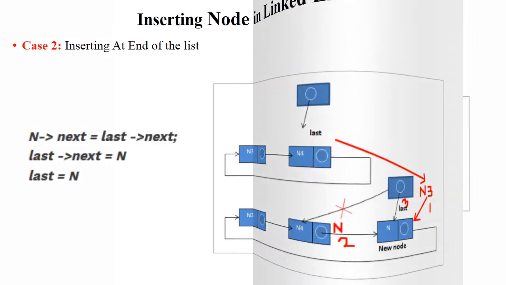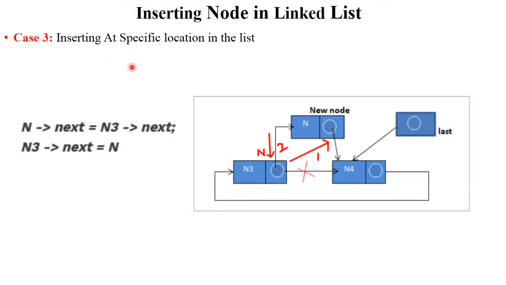Clear? Next. Now the third case is insertion at a specific location of the linked list. Simply, there are two nodes in the linked list like N3 and N4 and you have to put a new node in between them. Okay? That is N. How do we perform it? N3 of next. Which address is stored? N address. Because after N3 come N and N4. This is sequential. Okay? So N3 of next stores the address of N. Okay? And after that, N4. Right? So N of next stores the address of N3 of next.